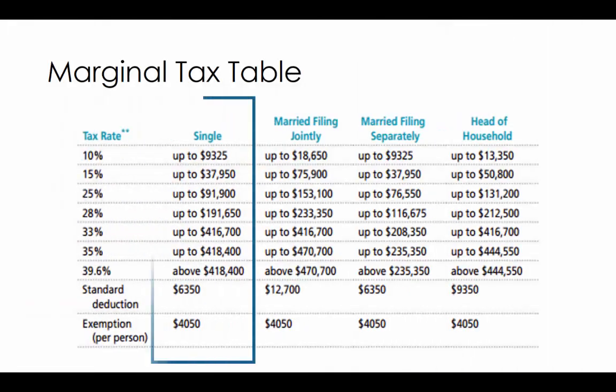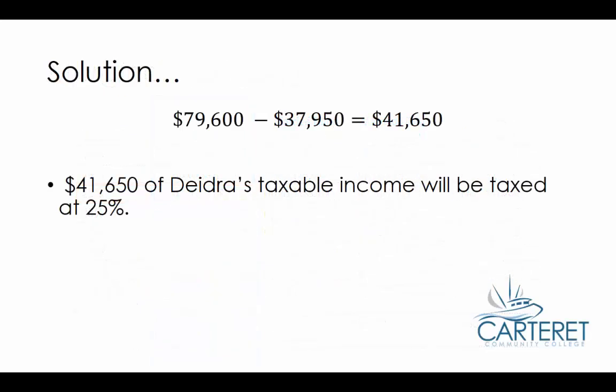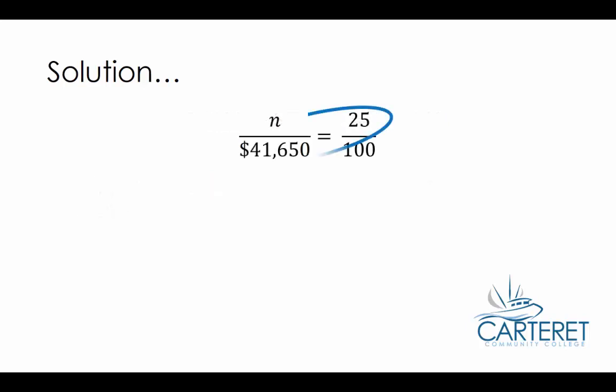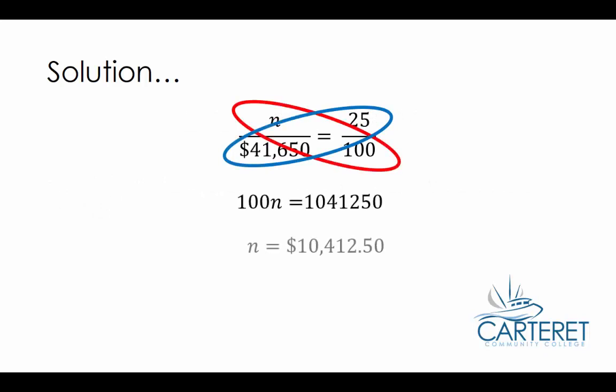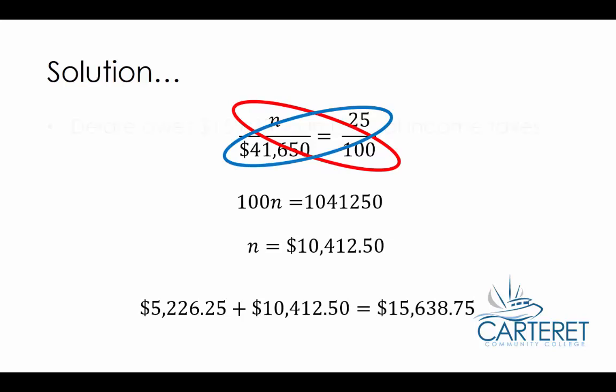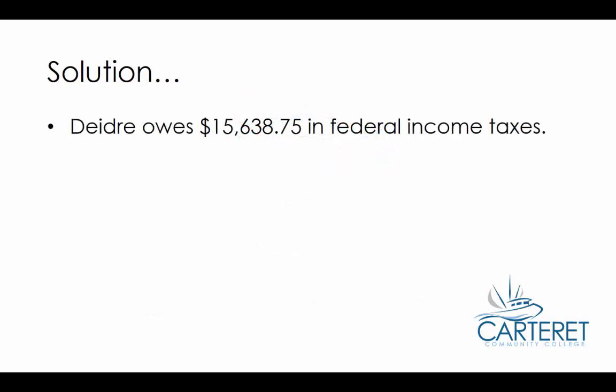Finally, we must figure out how much Deidre owes in the 25% tax bracket. $41,650 of Deidre's taxable income will be taxed at 25%. Deidre owes a total of $15,638.75 in federal income taxes.